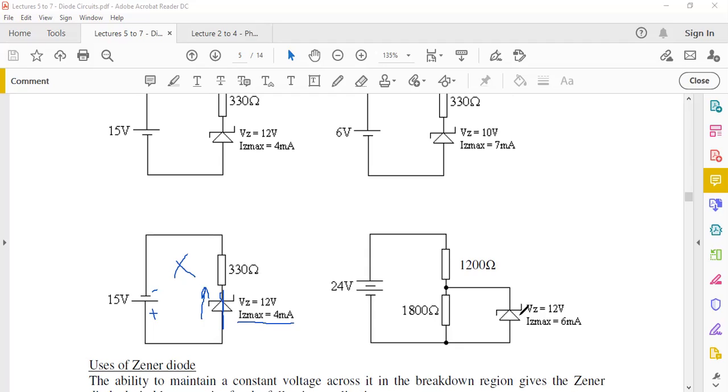How do we do that? We can see this diode is connected in parallel to this resistor, so we can apply the voltage divider equation, which we know. So 1800 divided by the sum, 3000, times 24. How much do we get? This would be the voltage that we get across this diode. So multiplying by 24, we're getting 14.4.